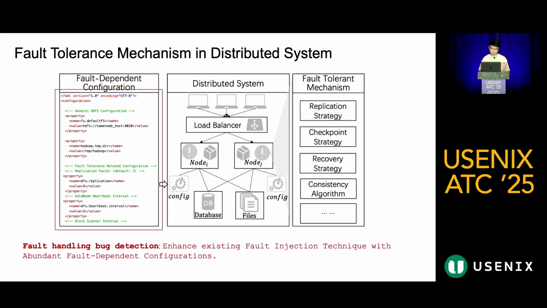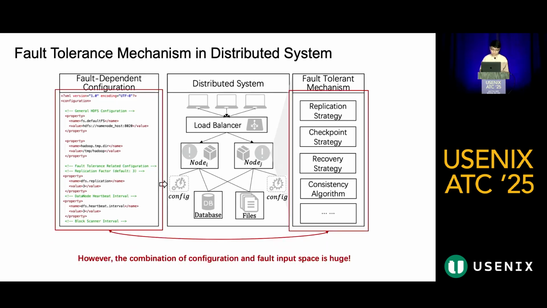To catch more fault handling bugs, we need to go beyond traditional fault injection tools and bring in a wide range of fault-dependent configurations. In other words, we should test the system's fault tolerance mechanisms under different configuration settings using fault injection techniques. That's how we can better detect hidden bugs.